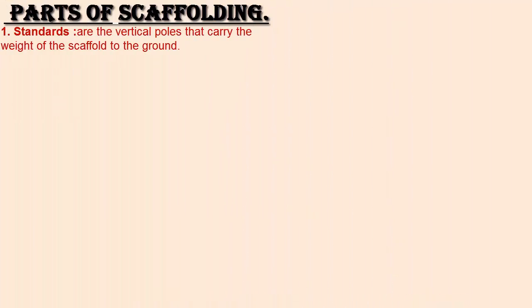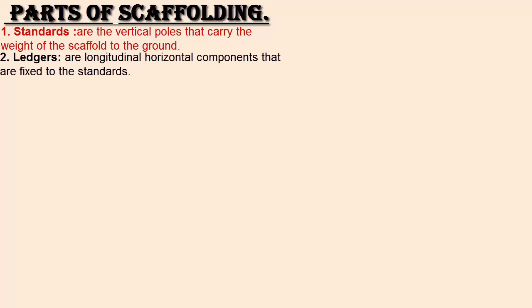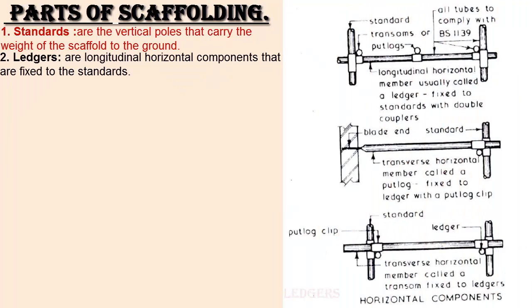The ledger. When you have vertical members like the standard, you will see there are horizontal members tying the standards to one another. That horizontal member that crosses the standards to hold them together is called the ledger.